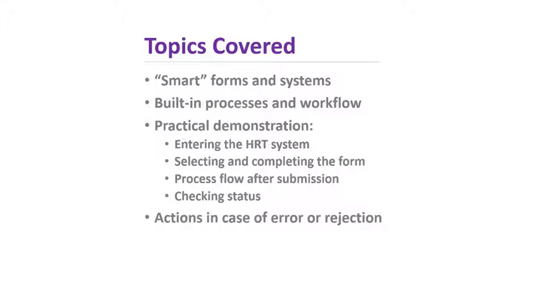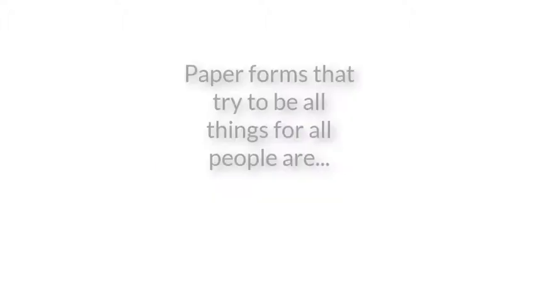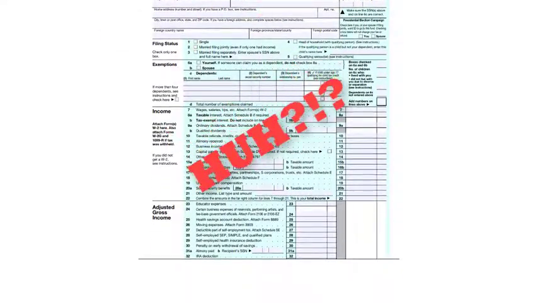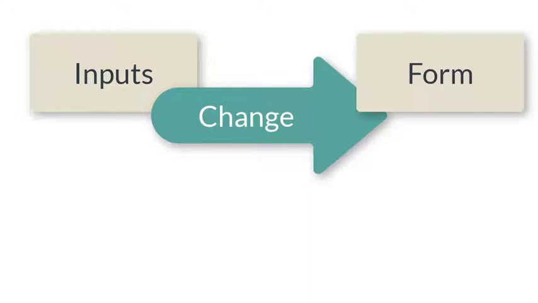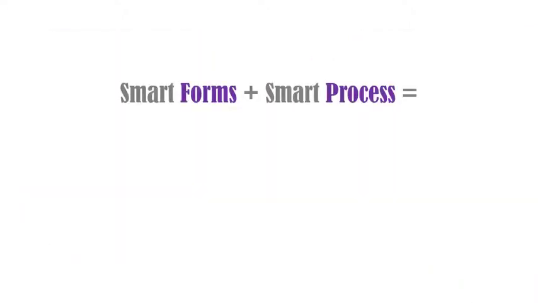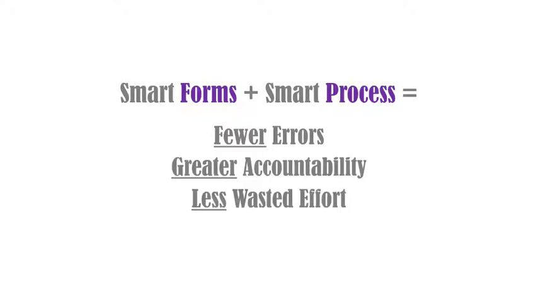Before we start with a detailed presentation, it would help to step back and take a look at this new smart system. In a paper-based system, a single document often has to perform multiple duties and fulfill multiple purposes. This leads to forms that contain irrelevant information and can be confusing to the user. A smart form modifies itself based on the inputs users make on it. Only the necessary information is requested, and the smart system sends the form off only to those who need to approve or act on it. Smart forms in a smart process reduce errors and provide greater accountability with less effort.